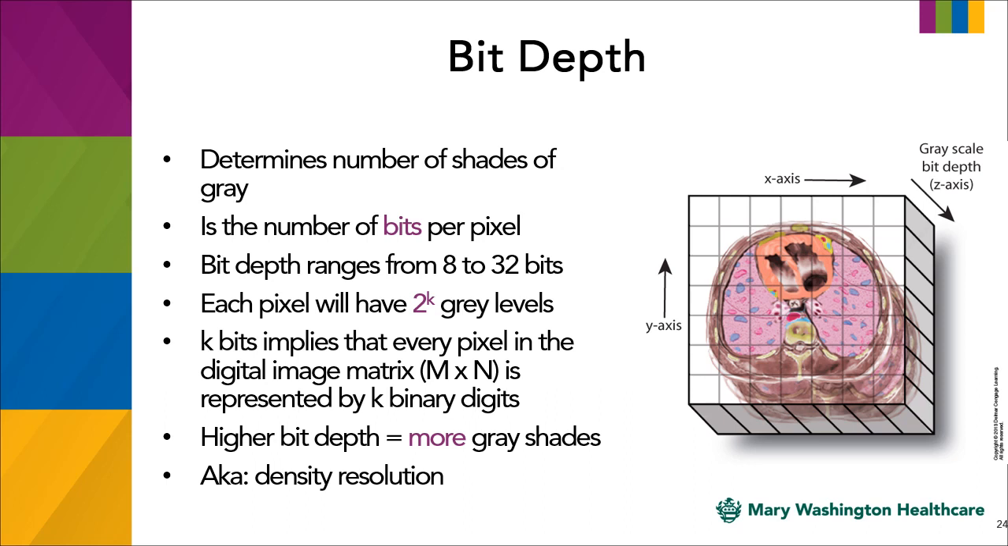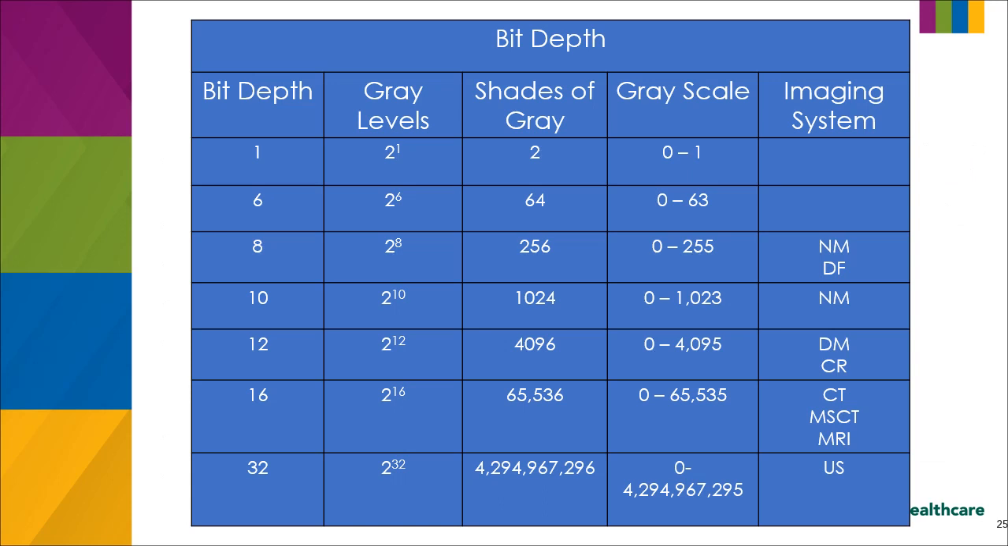K bits implies that every pixel in the digital image matrix M times N is represented by K binary digits. A higher bit depth offers more gray shades. It's also known as density resolution. So if we have a bit depth of 1, we're going to take 2 to the first power. All of these always start off with 2. So 2 to the first power is 2. So it has gray shades of 0 and 1. We always start off with zeros with computers because computers have zeros and ones.